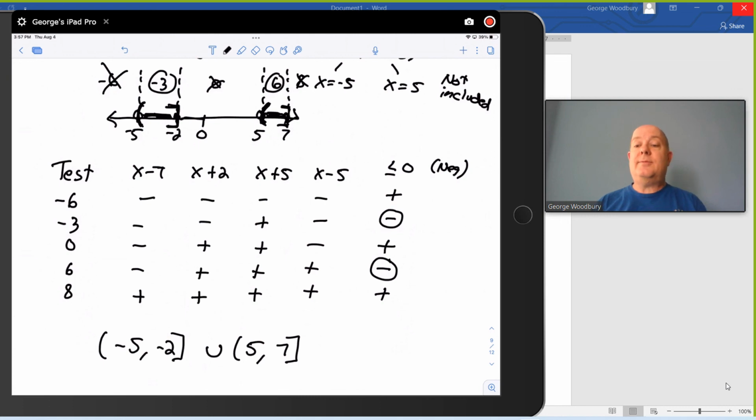All right, that's it for rational inequalities where the rational expression is being compared to 0. In the next video, we'll see what happens when that number is not a 0.